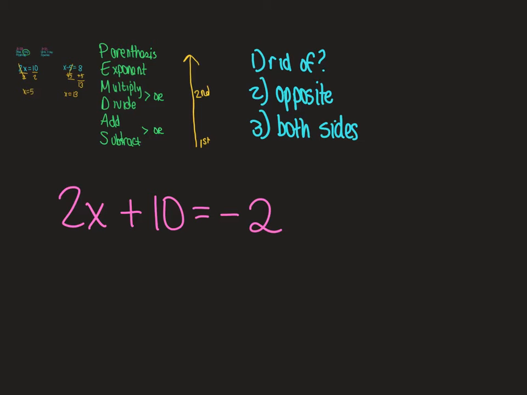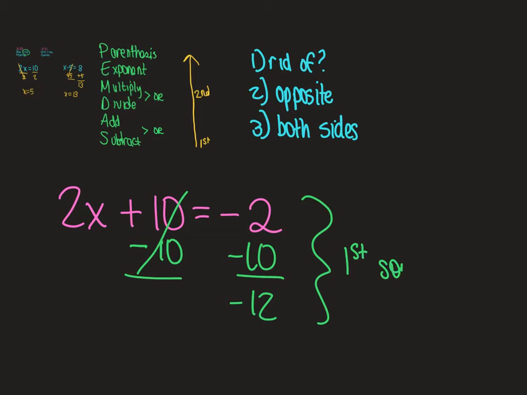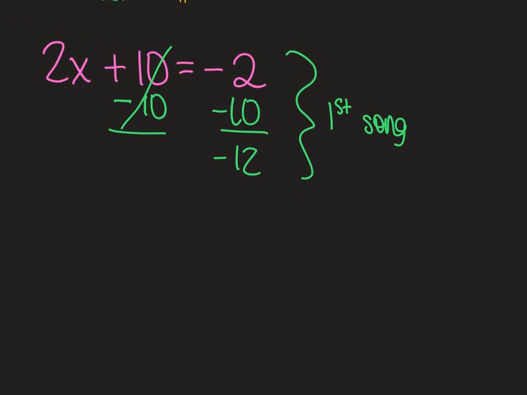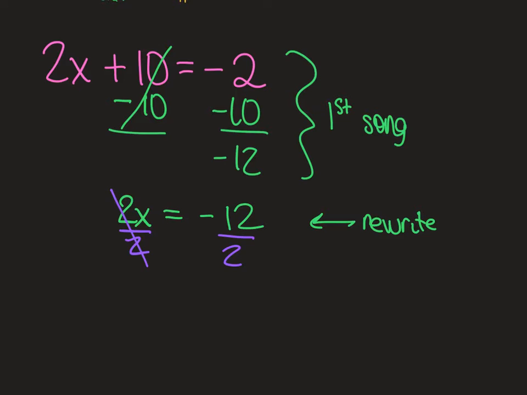Subtract, divide. Which step is first? Subtract. So I want to sing the stupid song the first time. Minus 10, cross out, what's my answer. Now I need to rewrite it. So this was my first time through the song. Now I need to rewrite what's left. So I have a 2x and I have a negative 12. Sing the song again. Divide by 2, cross out, what's my answer. So this is the second song. That's why it's a 2-step equation.